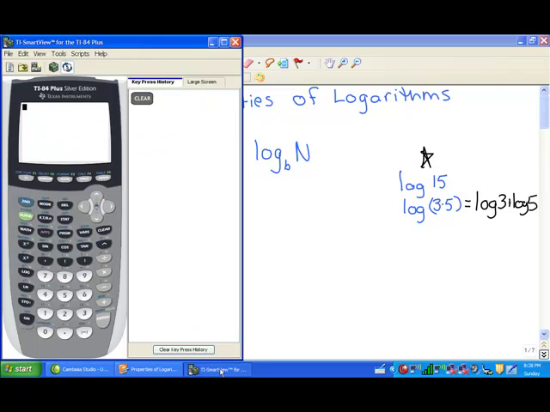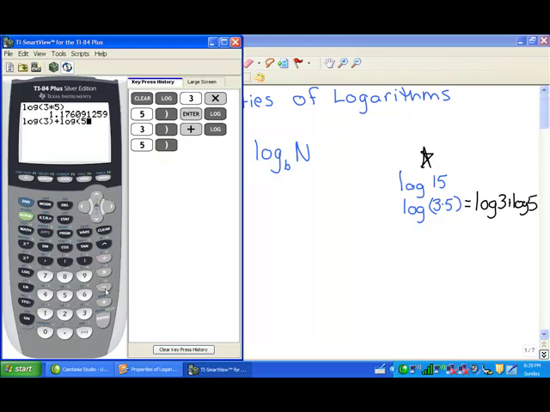Pulling up your graphing calculator, if you punch the log of 3 times 5, you get the value of 1.176091259, or rounded 1.176. Now, let's punch the log of 3 plus the log of 5, which should give us the exact same value. And notice on the calculator that those two values are the exact same thing.